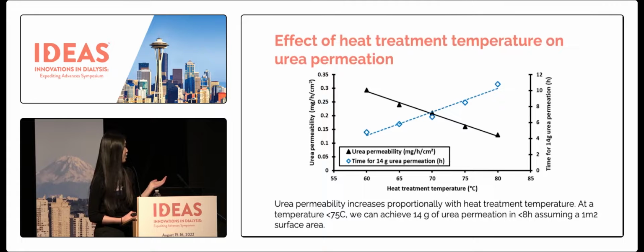You can see that the urea permeability increases proportionally with the heat treatment temperature, which is expected, and that at a temperature of less than 75 degrees Celsius, we are able to achieve that 14 grams of urea permeation in less than 8 hours if we assume that the membrane area is 1 meter squared.